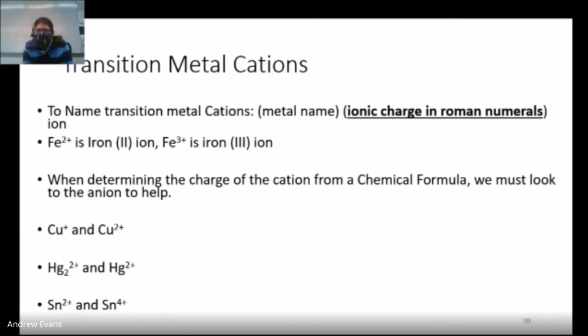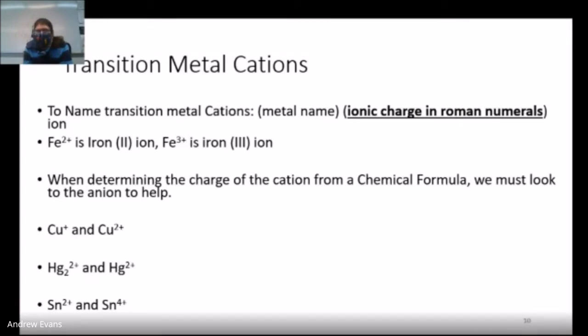So in order to determine the charge of a cation, if they are mixed together with something else, we have to use the anion to help us. If it's not just obvious, we'll have to use the anion to solve the quandary. So just looking at this, Cu1 and Cu2 is copper 1 and copper 2.